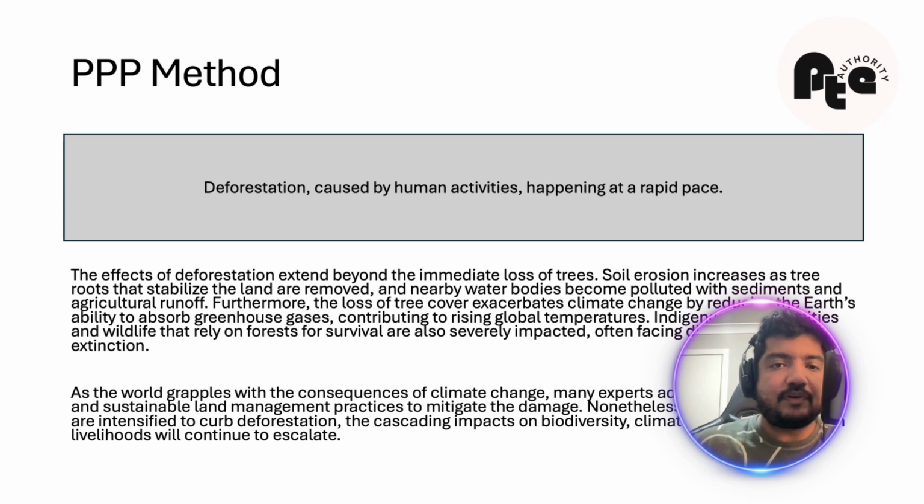The effects of deforestation extend beyond the immediate loss of trees. Soil erosion increases, the tree roots that stabilize the land are removed, and the nearby water bodies become polluted with sediments and agricultural runoff. Furthermore, the loss of tree cover exacerbates climate change by reducing Earth's ability to absorb greenhouse gases, contributing to rising global temperatures. Indigenous communities and wildlife that rely on forests for survival are also severely impacted, often facing displacement and extinction.